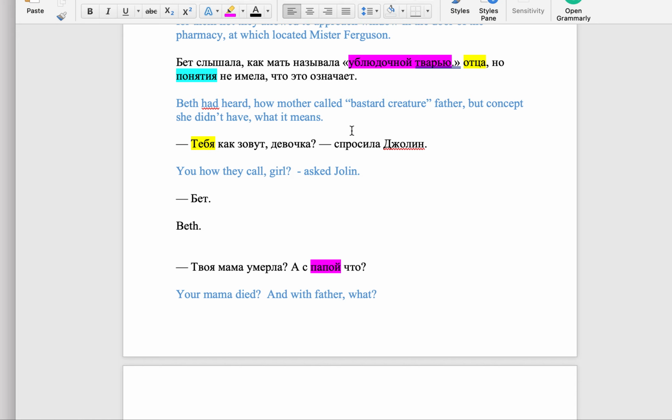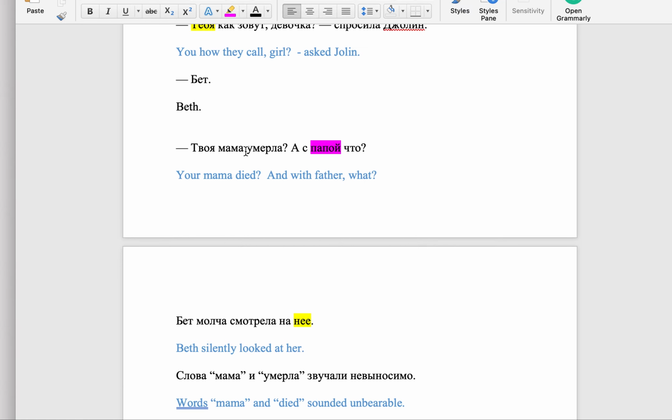it meant. Тебя как зовут, девочка? Спросила Jolene. So here it's how do they call you, girl? Asked Jolene. So whenever I say my name is Mike, I don't say moje imię Mike. I say they call me Mike. So the way that I would say that is меня зовут Mike. And here, whoever is being called something has to be in the accusative case. So it's indicated in yellow. Тебя как зовут. So тебя here is the accusative case. And she answers with her name, Beth.